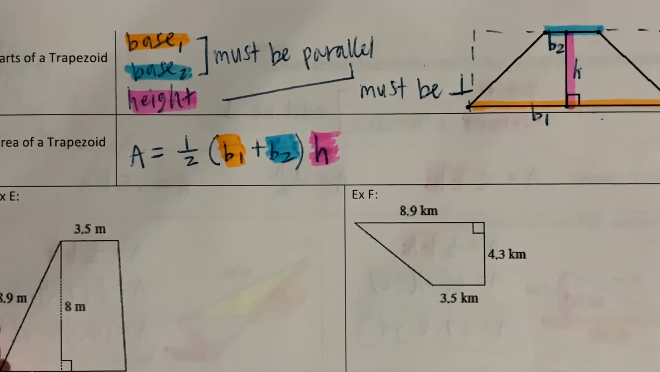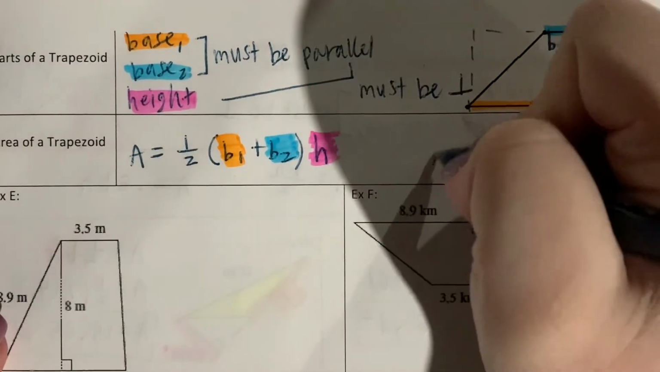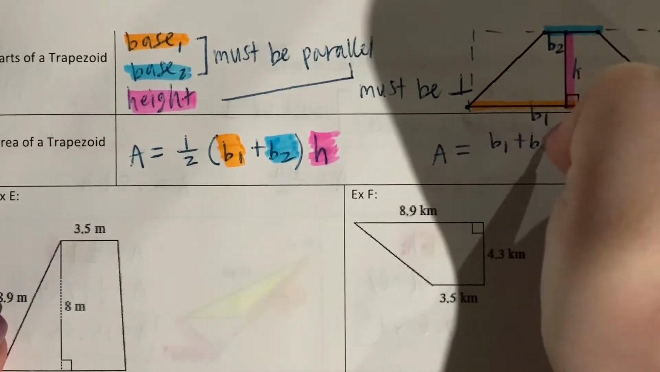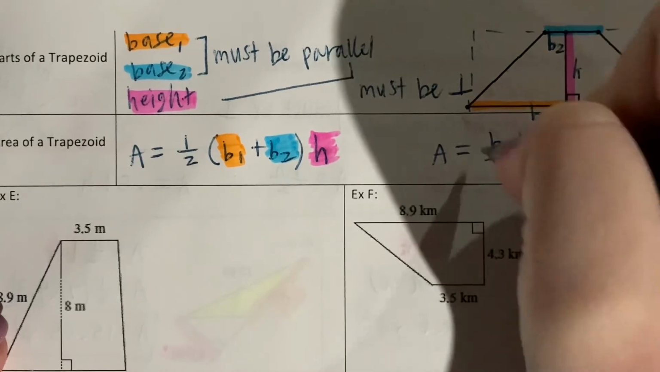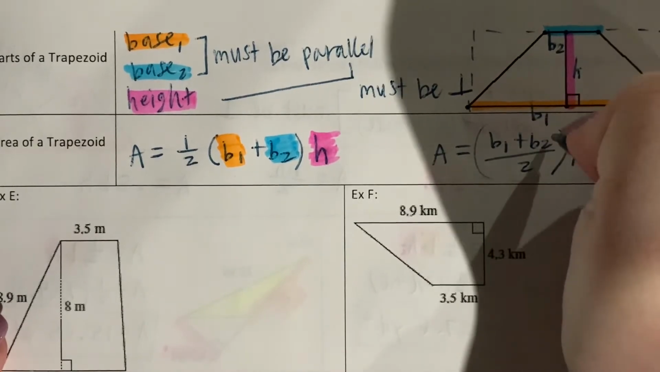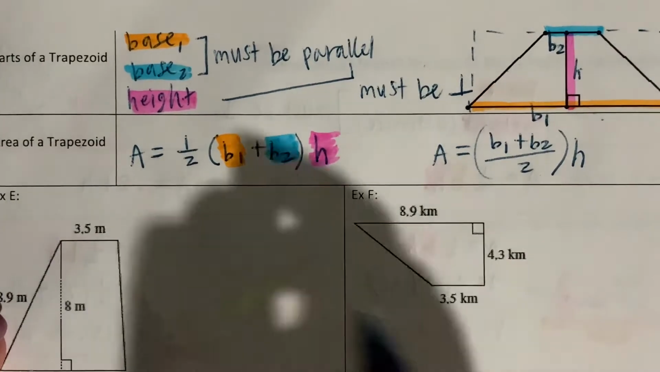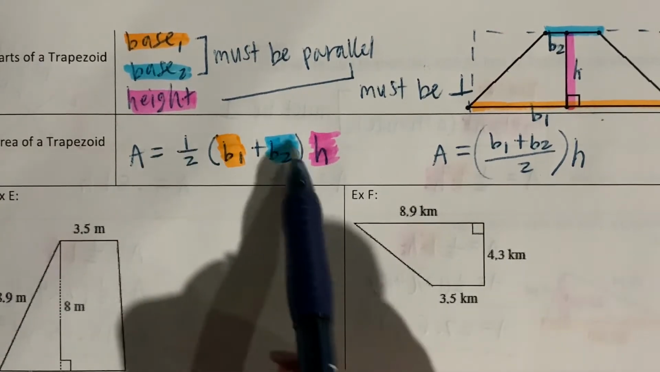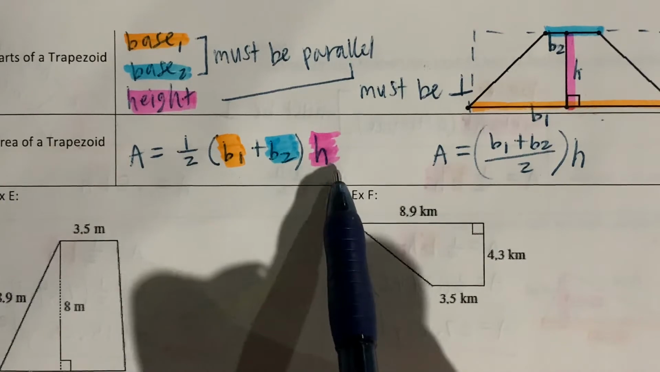And our height again is perpendicular to those two bases. There's another way that I sometimes see the formula written. I'm not going to use it this way, but sometimes you do base 1 plus base 2 divided by 2, and then whatever you get, you times your height. But I'm going to use this formula: I'm going to take half of my two bases added together and then multiply by my height.